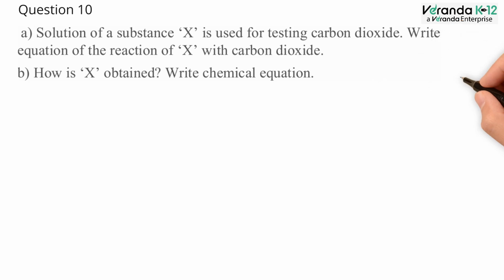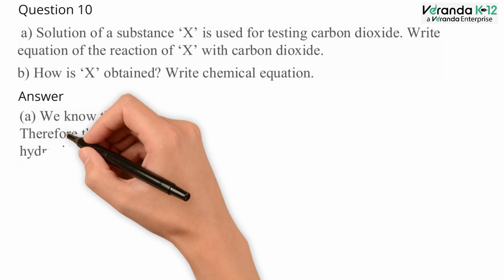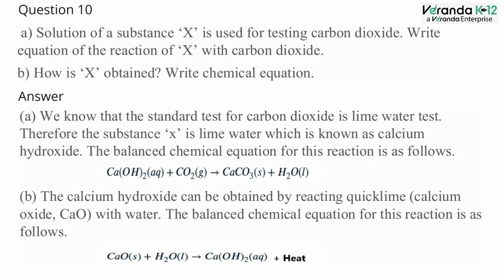Question number 10. A. Solution of a substance X is used for testing carbon dioxide. Write the equation of the reaction of X with carbon dioxide. B. How is X obtained? Write the chemical equation. Answer. We know that the standard test for carbon dioxide is the lime water test. Therefore, the substance X is lime water, which is calcium hydroxide. The balanced chemical equation for this reaction is as follows: Ca(OH)2 plus CO2 gives CaCO3 plus H2O.